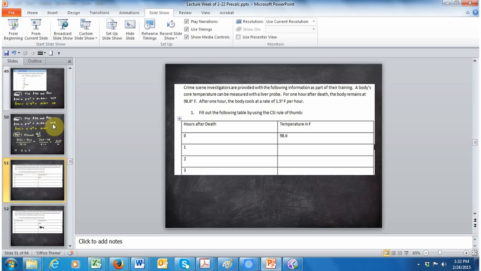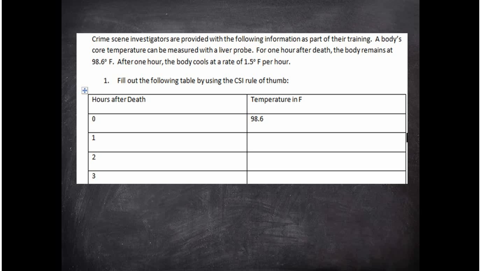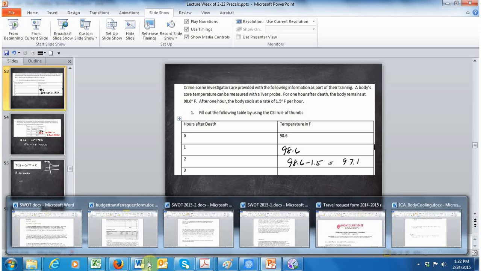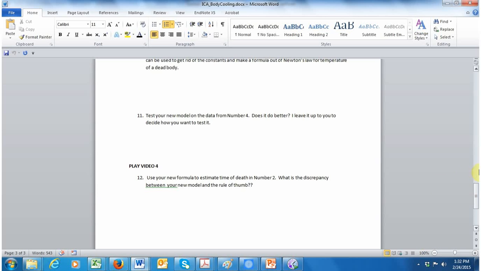Just to give you an idea how this would work, you would fill in the first time slot with 98.6, because the dropping starts 1 hour after the first hour. So after the first hour, I would drop that 98.6 by 1.5 degrees and I get 97.1. And then continue on the table. I think I have up to 10 hours, but I'd like you to continue this on to at least 20 hours. It doesn't take long to fill it out.